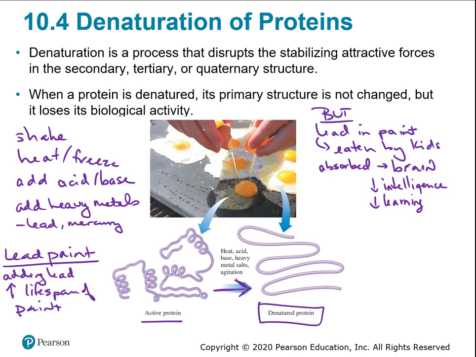Application for this, okay? When you have all this quaternary structure, if you denature proteins, I said they don't fold back up. So this is what happens with lead poisoning.